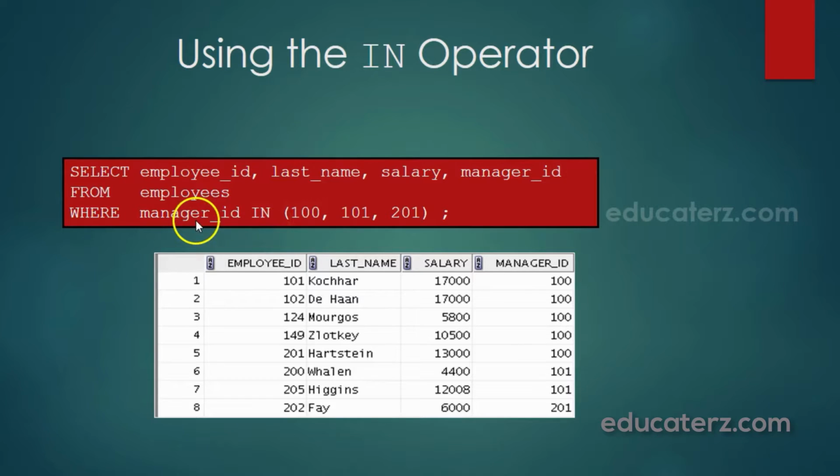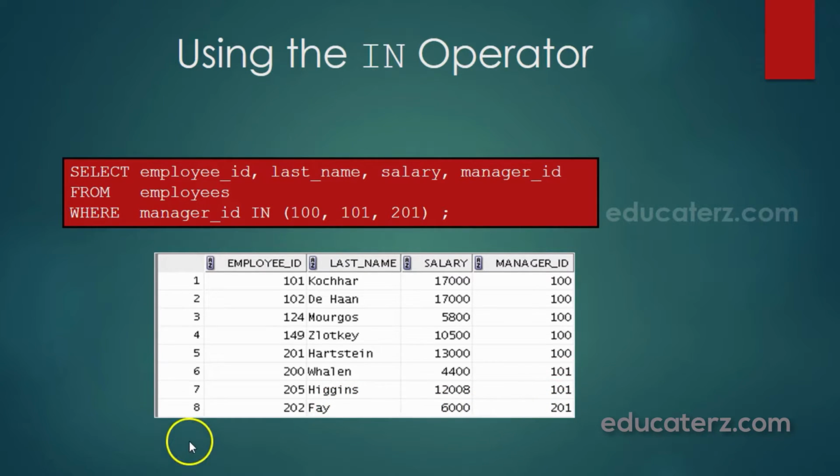That means it will return the matching records where manager ID is equal to 100, manager ID is equal to 101, and manager ID is equal to 201. The matching records are displayed and the result is shown here. Employee ID, last name, salary, manager ID are the column headings or column names. We get all the results. So look at this, 100 is a manager ID and 101 is also a manager ID. Velan, his manager ID is 101 and Faye, his manager ID is 201.